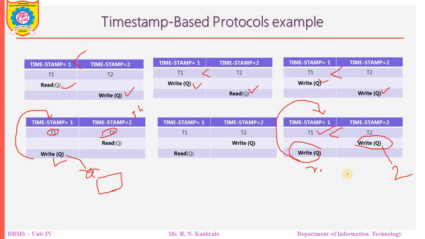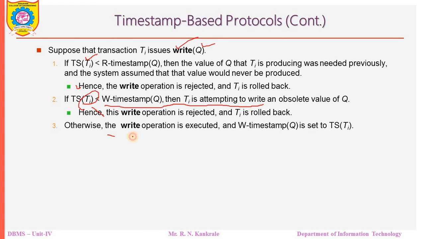In the timestamp based protocol, the overhead is rollback, and everything is managed by the system: the counter assigns the timestamp to the transactions, compares the timestamps of the transactions with each other, checks the conflicts of the instructions, and checks which conditions are allowed or not allowed. But the user has no trouble or headache writing a piece of code for this. Otherwise, the write operation is executed and the timestamp is set to TS(Ti). It means that if Ti comes after Tj, then it is allowed to perform the write operation.